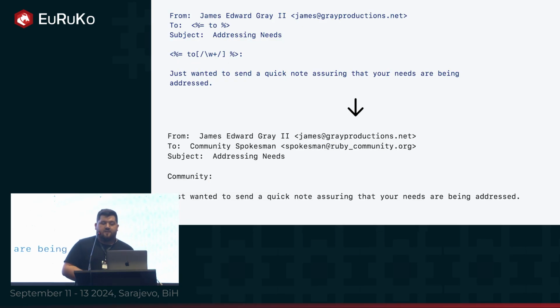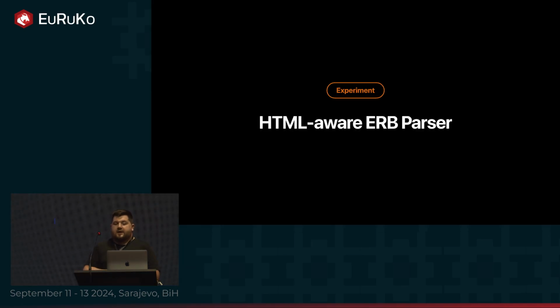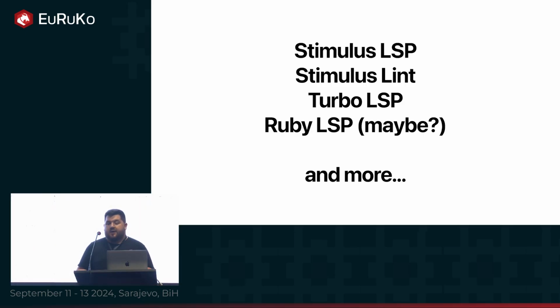So there's nothing really that ties ERB to HTML itself. Which is why I was experimenting with the idea of writing HTML via an ERB parser, which needs a lot more exploration to see what we can do with it. But it's an idea that I just wanted to see what's possible with. It could power these three tools: Stimulus LSP, Stimulus Lint, Turbo LSP, and maybe even the Ruby LSP at some point, or other tools as well.